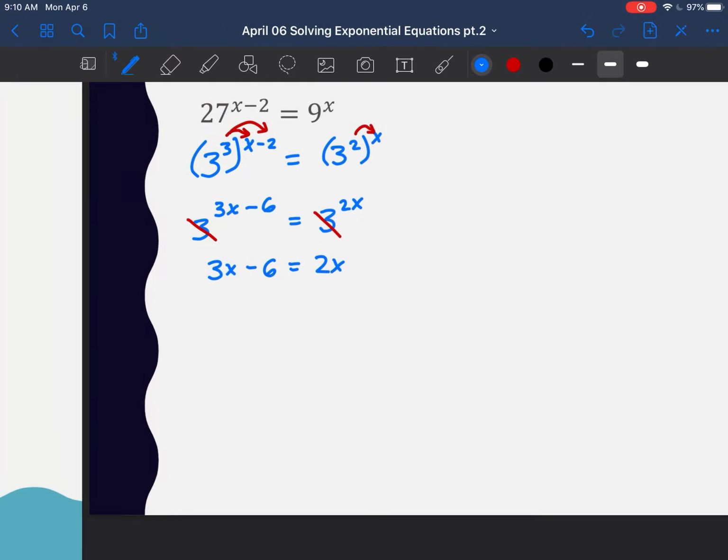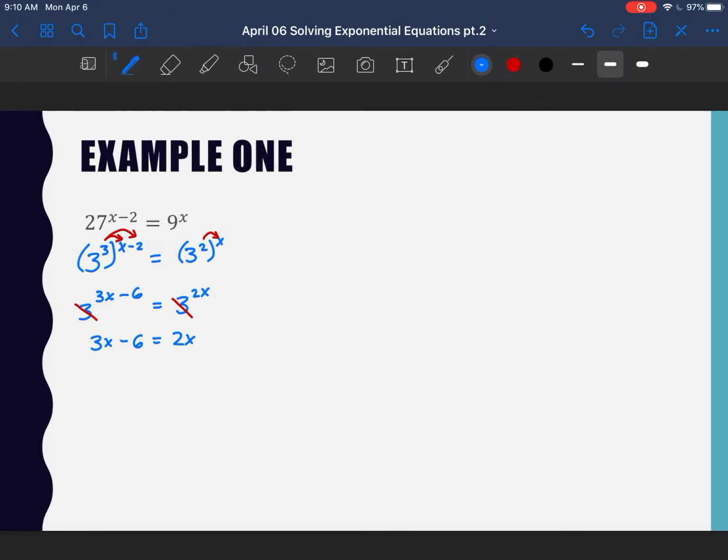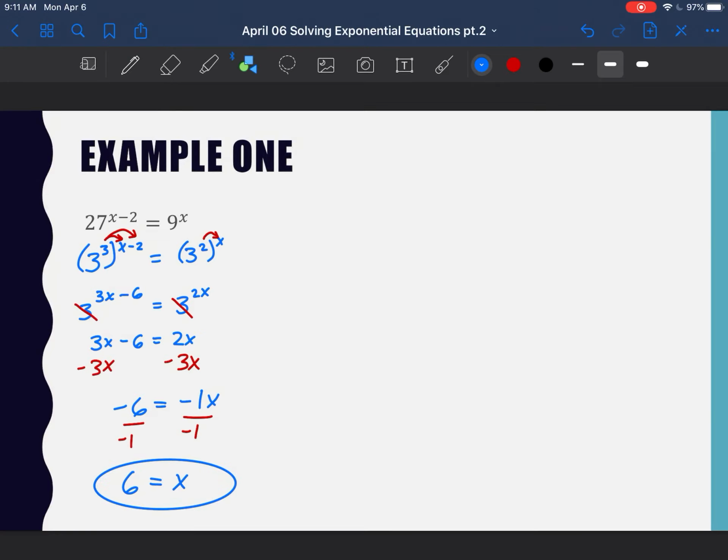Couple different ways you could solve that equation, but I think the fastest way would be to minus a 3x on both sides. So you get negative 6 is equal to negative 1x. Then divide both sides by negative 1. That way you get the x by itself. So you get positive 6 when you divide. So x is equal to 6. Alright, so you see how we changed both sides there?